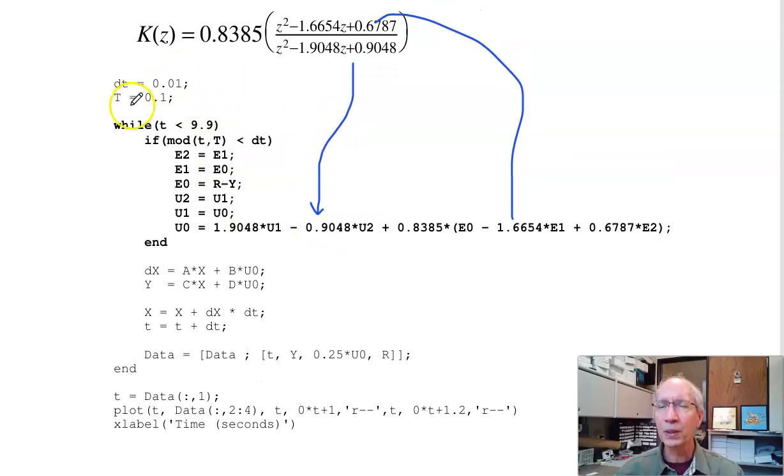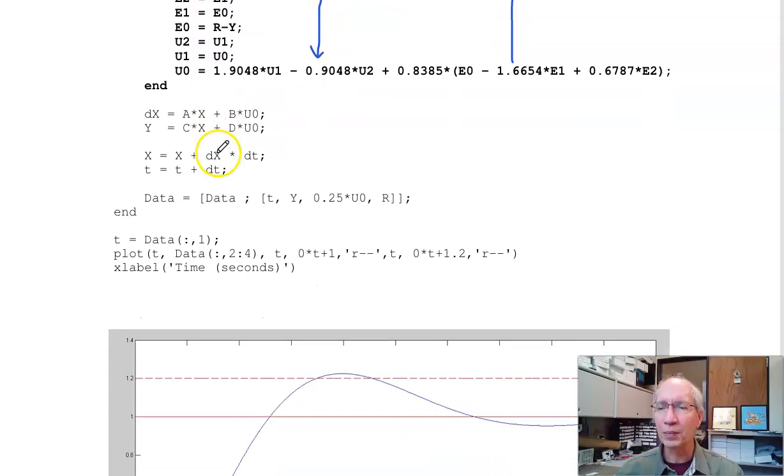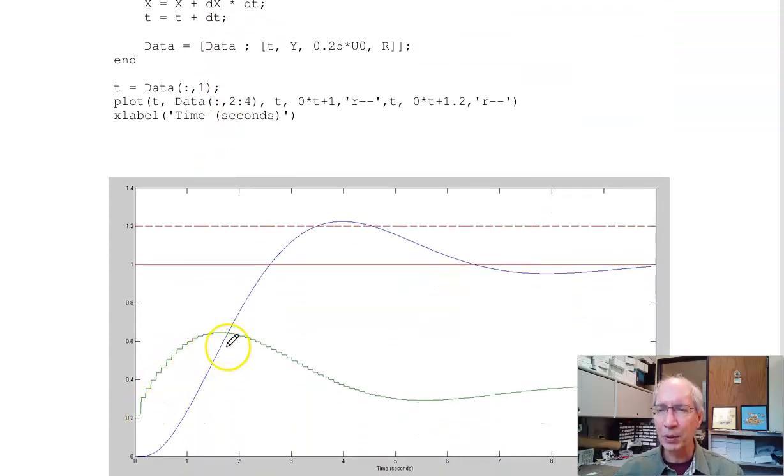Run it with sampling rate of 0.1 second. And we see as the input changes every 0.1 second, of course, 20% overshoot, 10-second settling time. Pretty much meets the specs. So that's homework set number 11 for ECE 461.